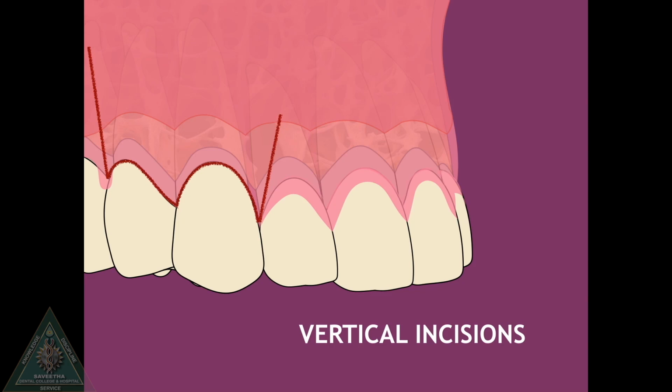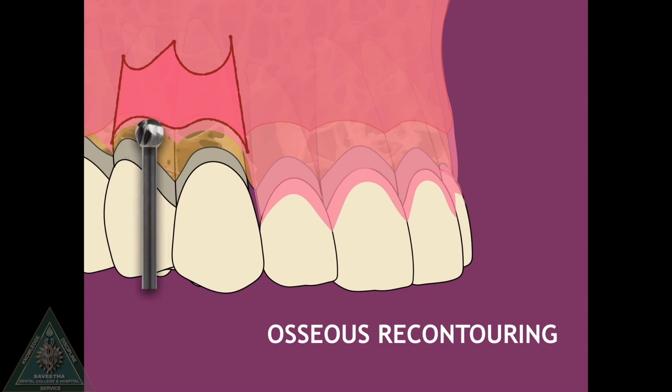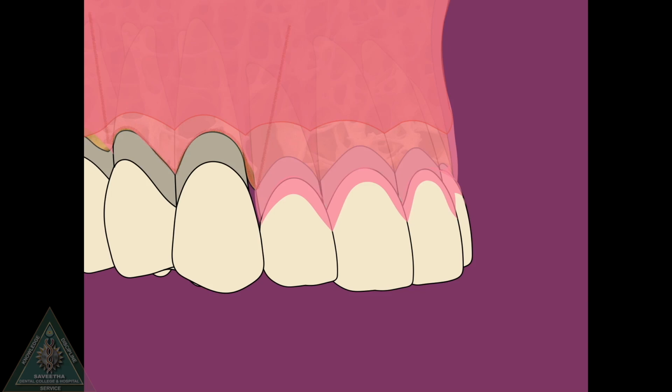Vertical releasing incisions are given extending beyond the mucogingival junction to displace the flap, and osseous recontouring is performed. The flap is then approximated and sutured to its new position to expose the clinical crown.